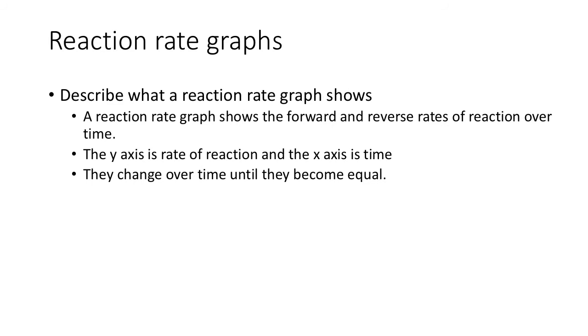Okay, so reaction rate graphs. Describe what a reaction rate graph shows. What do you want to show? You want to show the forward and the reverse rates of reactions over some sort of time period. Okay, so the y-axis is rate of reaction, the x-axis is time. They change over time until they become equal. So if you think about it, they become equal because we're talking about equilibrium, when the forward rate of reaction is equal to the reverse rate of reaction.